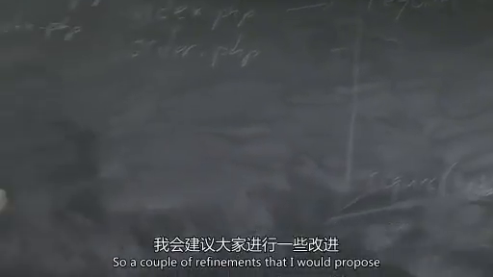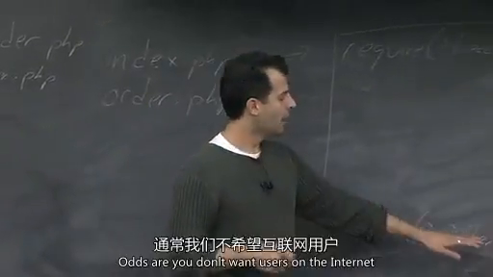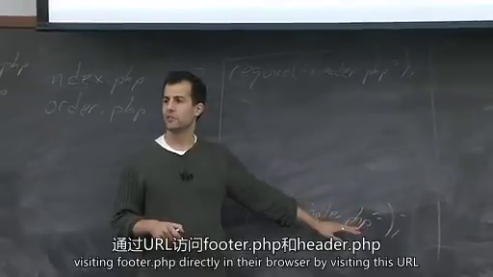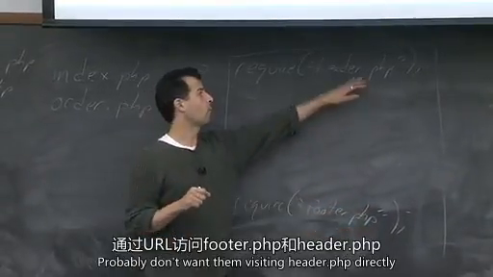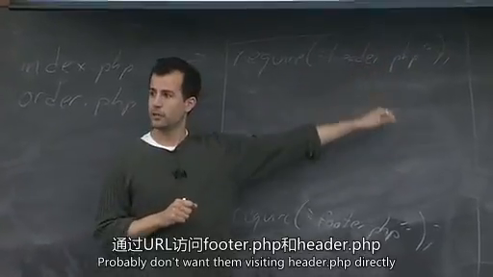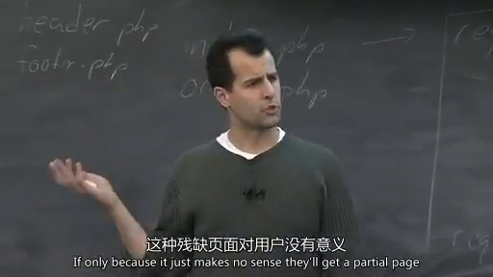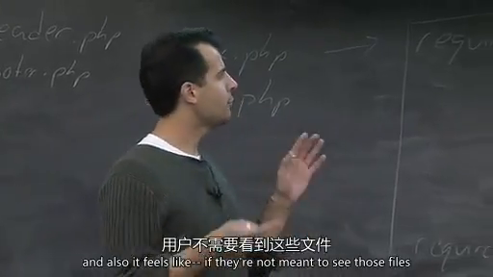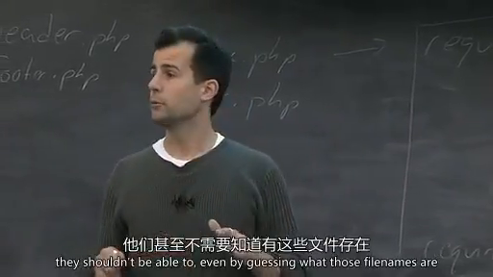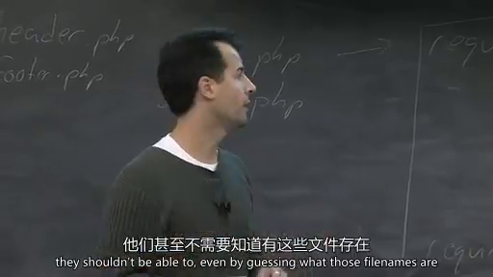So a couple of refinements I would propose. Odds are you don't want users on the internet visiting footer.php directly in their browser by visiting this URL. And you probably don't want them visiting header.php directly, if only because it just makes no sense. They'll get a partial page. And also, it feels like if they're not meant to see those files, they shouldn't be able to, even by guessing what those file names are.